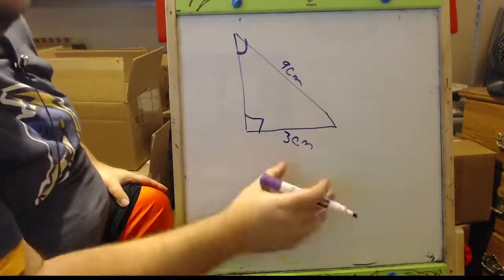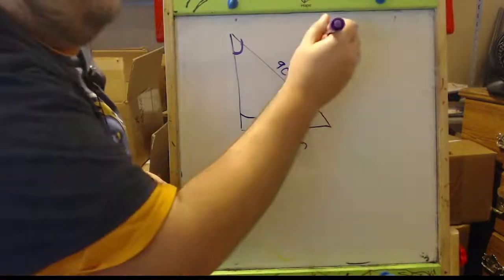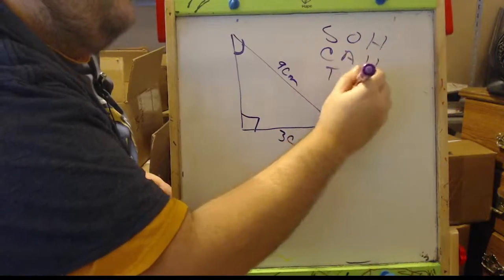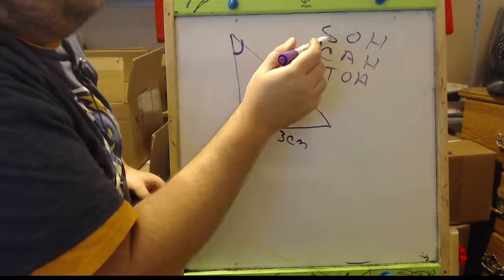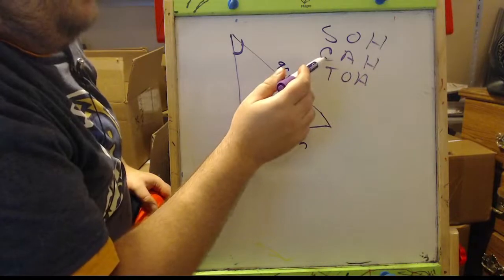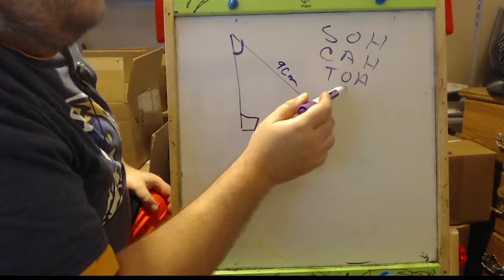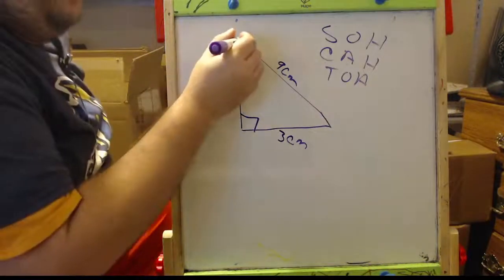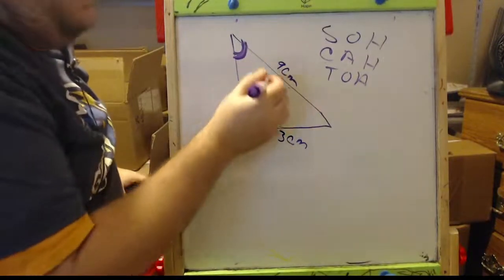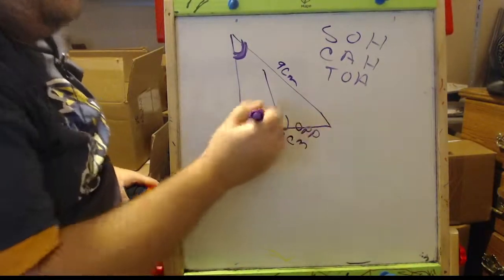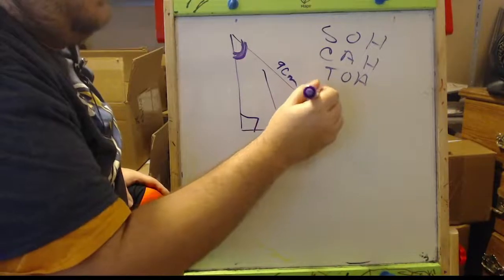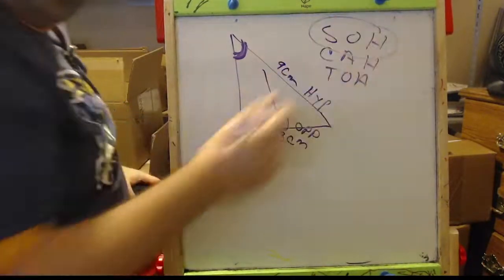So what you do is, based on what they gave you, it's called SOHCAHTOA. Where sine equals the opposite side over the hypotenuse. Cosine is adjacent over hypotenuse. Tangent is opposite over adjacent. So here's the angle I want in question. They gave me the opposite. And the hypotenuse is always the side across from the right angle. So here's the hypotenuse. So they gave me an opposite and hypotenuse, so I'm going to use this.